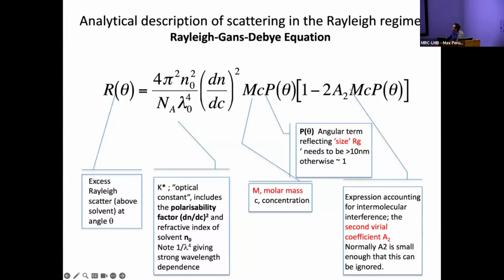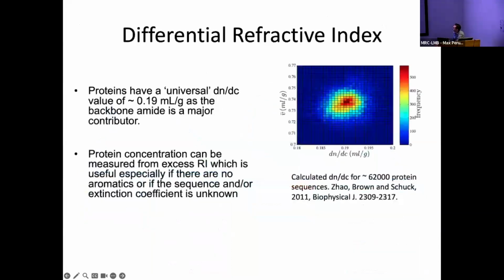Okay, so what we want to determine from our protein is this mass. The way we do that is with this dN/dc. So we have this differential refractive index. Proteins have a universal dN/dc. This is 62,000 proteins measured. The dN/dc is quite clustered around 0.19. Usually you can measure it, but it always falls into this range. And this comes from the amides, the major contributor in the backbone.